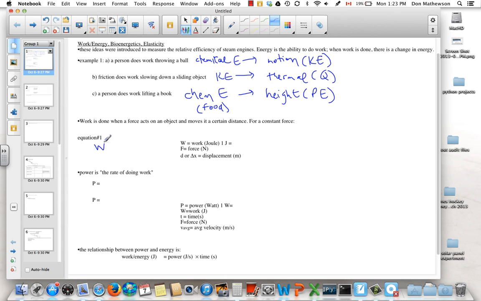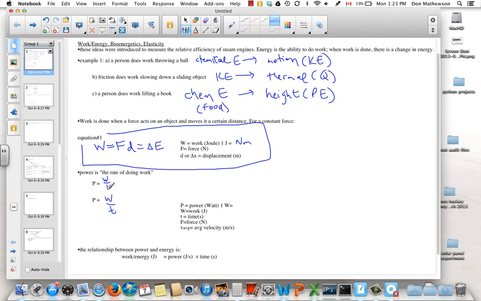Work is the product of force and displacement, and as we've just said, when work is done, energy changes form. The units here are joules, and a joule is defined as a Newton meter. So that's our first equation for work. There will be several to follow. We define power as the rate of doing work, so that's the ratio of work over time. And the units then are energy units over time, joule per second, and that's a watt.